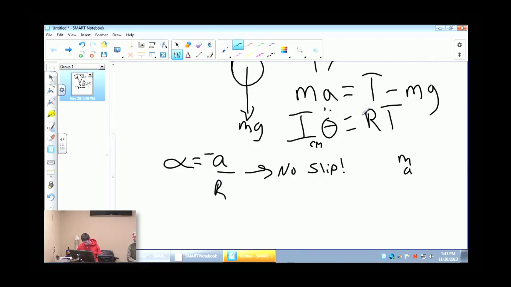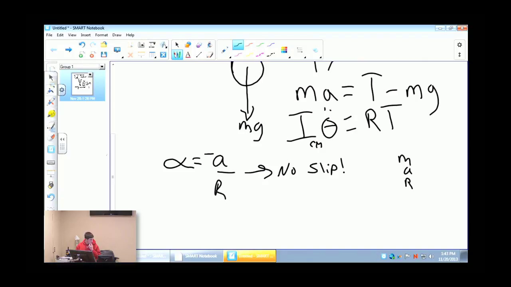So let's look at the symbols here. We have M and A and T and G and I and theta or alpha, theta double dot and R. So those are all symbols that we have here, the things that we know and we're looking for. Is that all the unknowns? Or let's see, is the mass an unknown and is the radius an unknown?